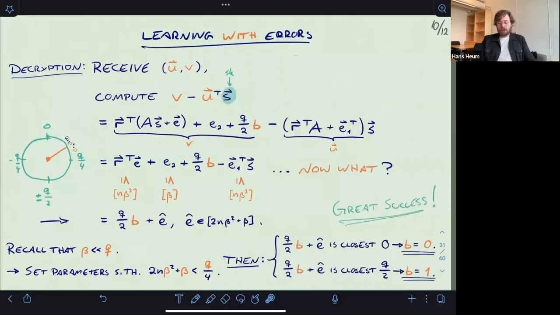And now, because we multiplied our bit by exactly q/2, if the bit was equal to 0, then we know that the result should be in the top half of this circle. So if that's what happens, then we can conclude that b, the bit we wanted to encrypt, must be equal to 0. And otherwise, if the result is closer to q/2, then we have a guarantee that the bit must have been equal to 1. Hence, we recover the message that we wanted to encrypt, the bit b. And again, great success.